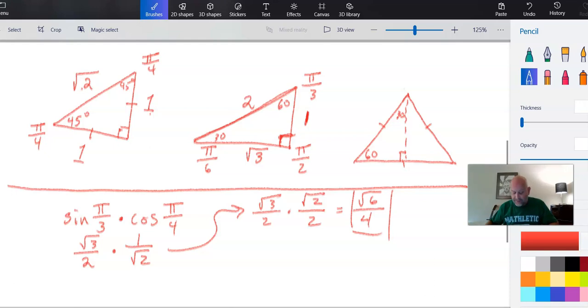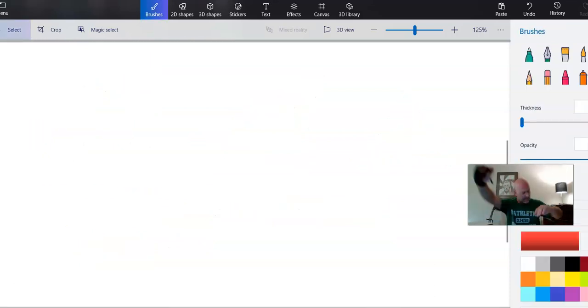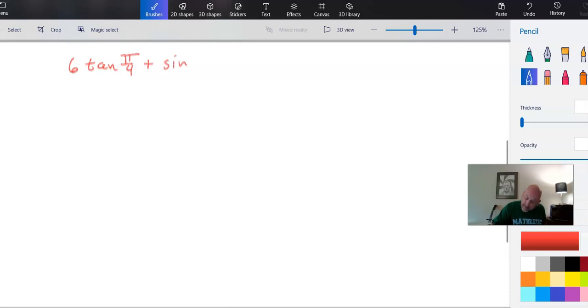Okay, so I want to give you guys one to work on. So let me go ahead and clear this off. And let's see if you can do this. Let's do 6 times tangent of pi over 4. We'll make this a good one. Plus sine pi over 3 secant pi over 6.